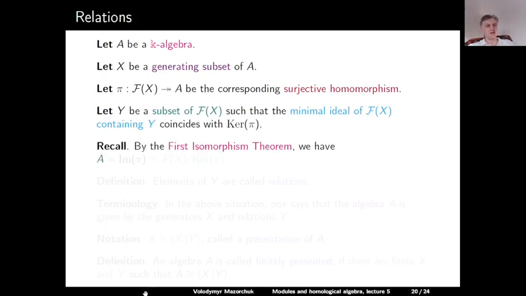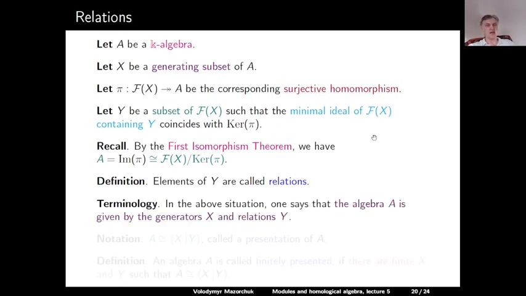Then, by the first isomorphism theorem, our algebra A, which is the image of our surjective homomorphism pi, is isomorphic to the quotient of F of X by the kernel of pi. And then the elements of Y are called relations. And in the above situation, we say that the algebra A is given by the generators X and relations Y. And we have a similar notation as in all previous cases.